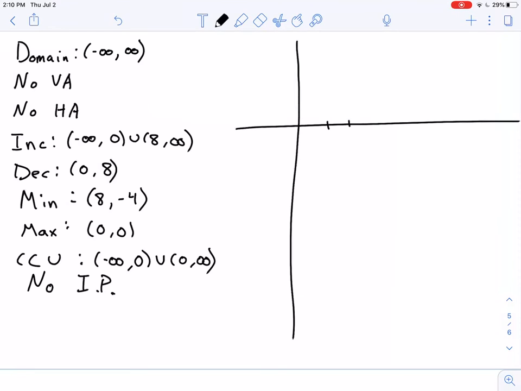So 1, 2, 3, 4, 5, 6, 7, 8. And actually, I want a little bit more room than that. Let's say 1, 2, 3, 4, 5, 6, 7, 8. There we go. Then 1, 2, 3, 4, 5. There we go. So again, I would recommend starting with your asymptotes if you have any. In this case, we don't. There are no vertical, no horizontal asymptotes.